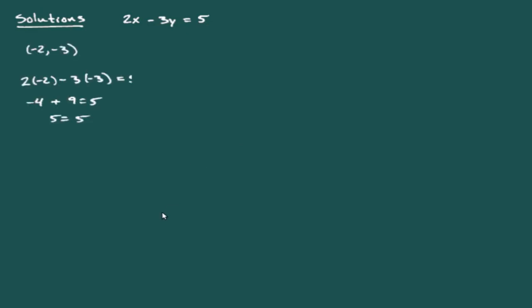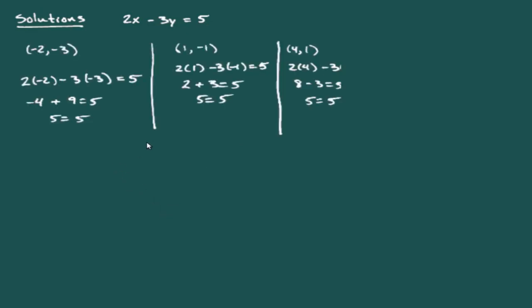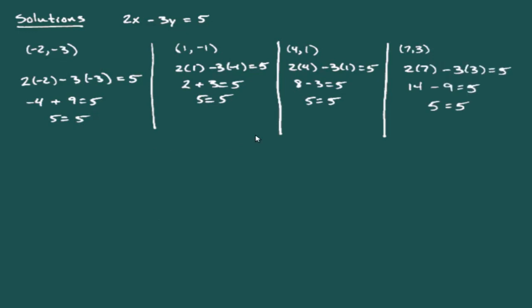So if we look for other solutions to this particular equation, then we can have points (-2, -3), (1, -1), (4, 1), and (7, 3). Now we can go through each one of those, plug it in to make sure that each one of those does give us an actual true value. And sure enough, each one of those 4 points gives us a solution to the equation.